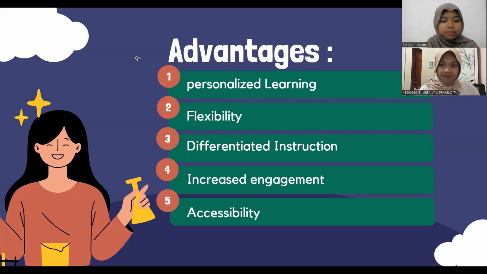And the third, differentiated instruction, or it is different teaching. The teachers can teach in different ways to help each student learn better. And the fourth, there is increased engagement, or it is more interesting. Using technology and online stuff can make learning more fun and interesting. And fifth, there is accessibility, or it is easier access. Online learning can help students with disabilities or those who need extra help. The next slide.